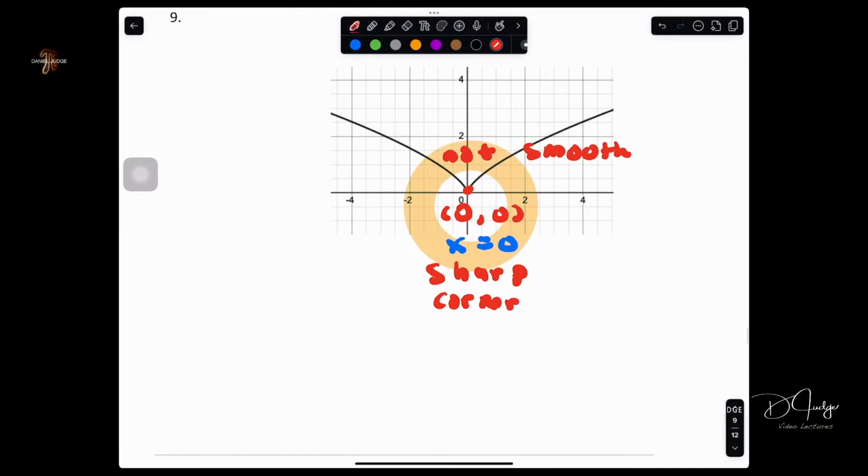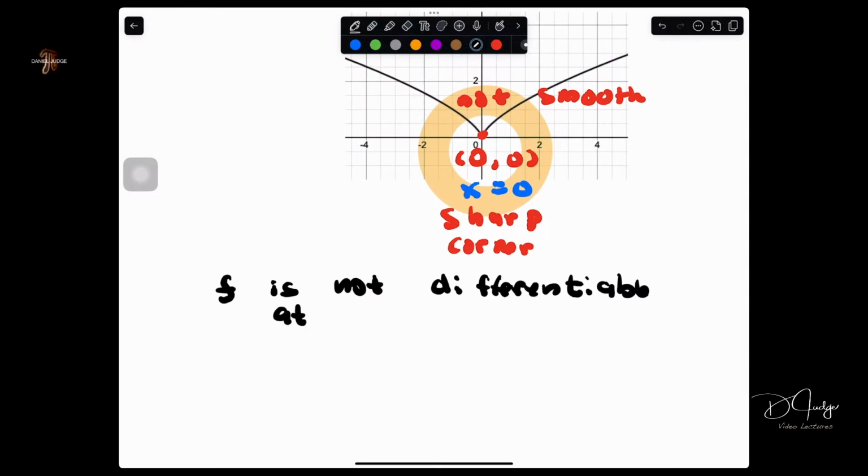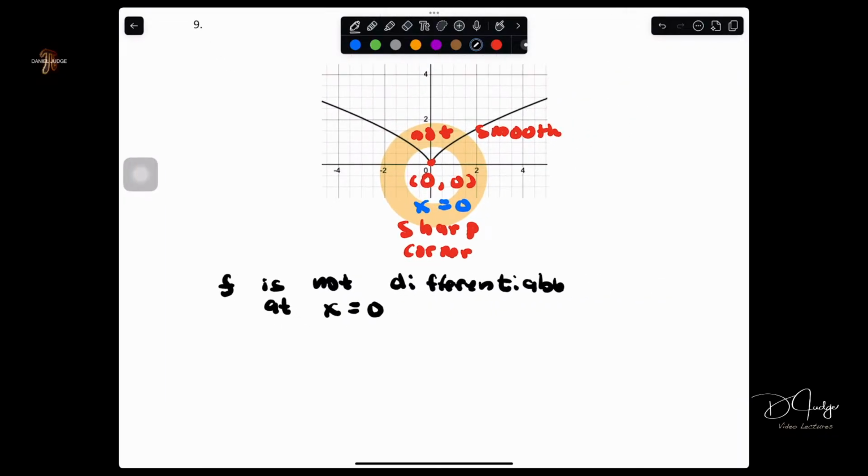So this function f is not differentiable at x equals 0. You got to throw 0 out. So this is all real numbers, and you throw out 0. So that means it's negative infinity up to 0 union 0 to infinity.